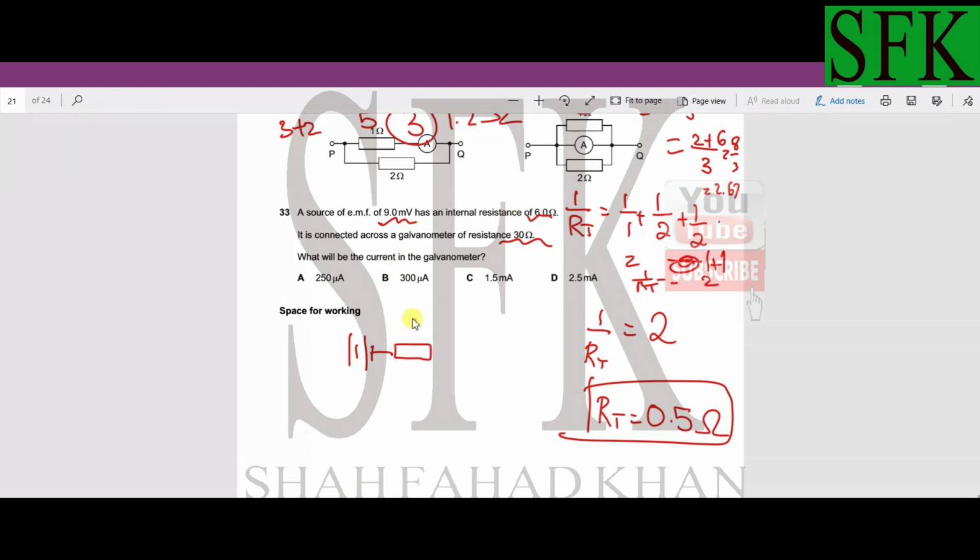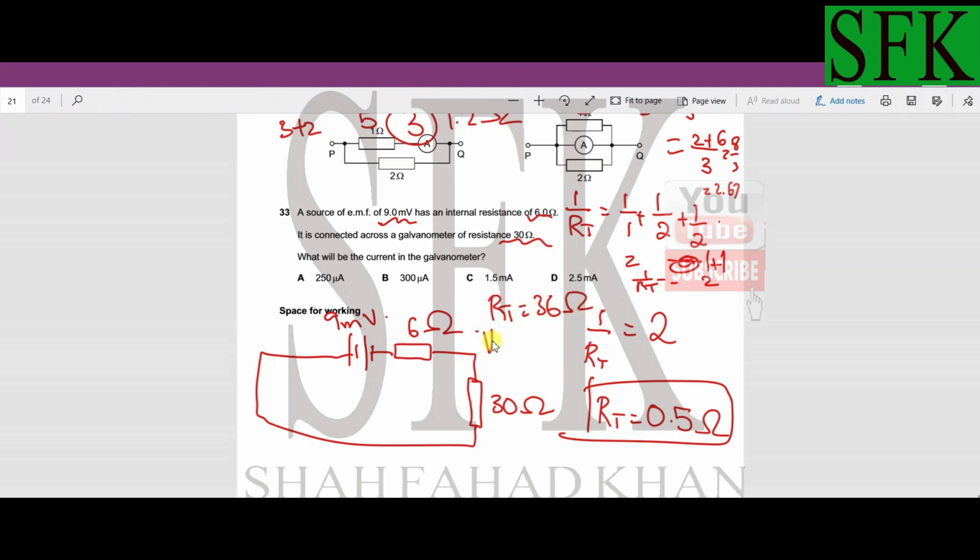We have our internal resistance as 6 ohms. We have a 9 millivolt battery over here, and we even have a galvanometer. I'm not drawing a galvanometer. Instead, I'm just giving a symbol of a resistor of 30 ohms, because it has a resistance of 30 ohms. Now they are simply asking us the current in here. The total resistance is 36 ohms. We have the total resistance and the total voltage, 9 millivolts. Can we calculate the current? Yes, we can, using Ohm's law.